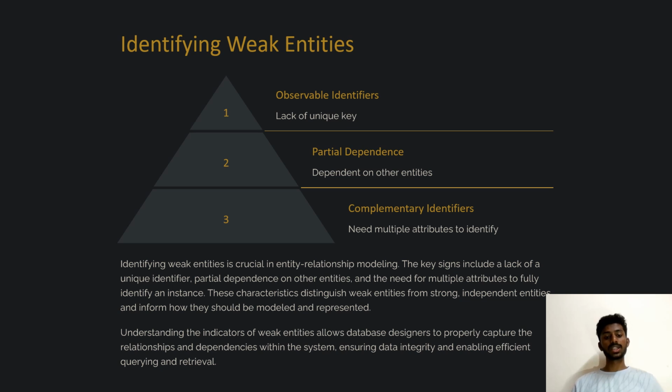Identifying weak entities is crucial in entity relationship modeling. The key signs include a lack of a unique identifier, partial dependence on other entities, and also the need for multiple attributes to fully identify an instance. All these characteristics distinguish weak entities from strong, independent entities and inform how they should be modeled and represented. Understanding the indicators of weak entities allows database designers to properly capture the relationships and dependencies within the system, thereby ensuring data integrity and enabling efficient querying and retrieval.